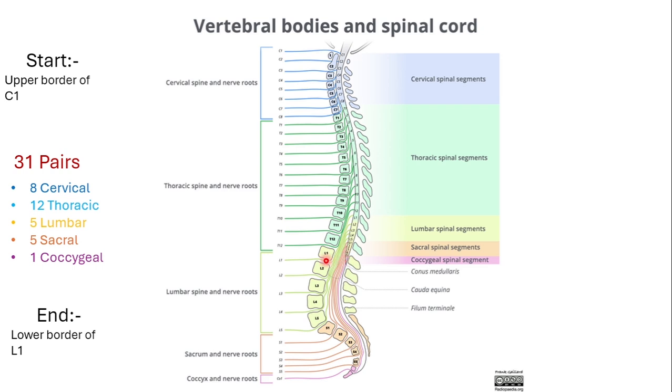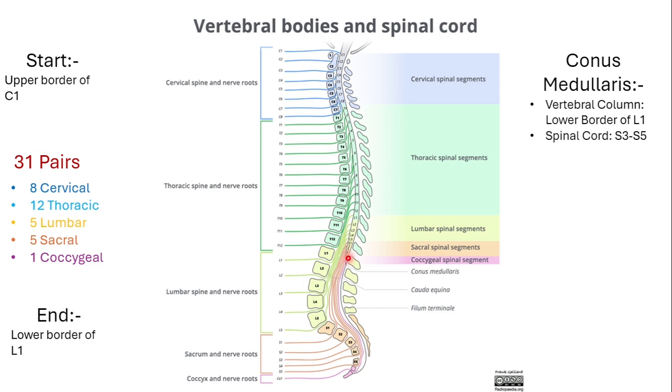So the very last portion of the spinal cord is called the conus medullaris. It corresponds to the lower border of L1 if we're talking about the vertebral column, and if we're talking about the spinal cord segment, it corresponds to S3 to S5, and the portion just above the conus medullaris is called the epiconus. It corresponds to T12 to L1, this portion here, and if we're talking about the specific segment of the spinal cord, it corresponds to L4 to S2.